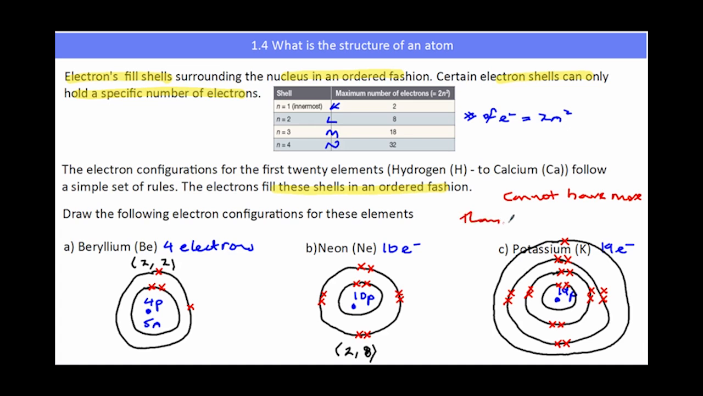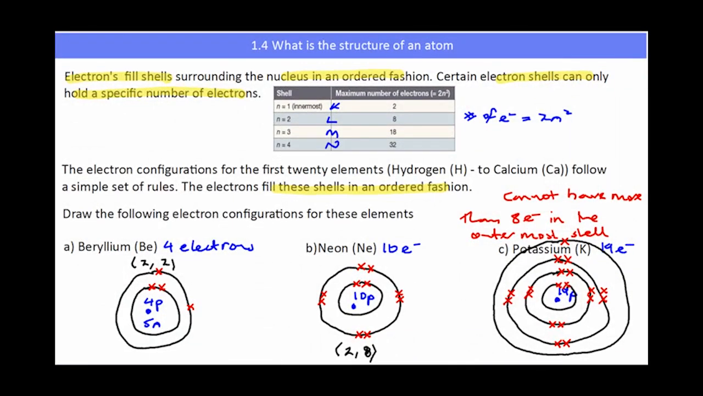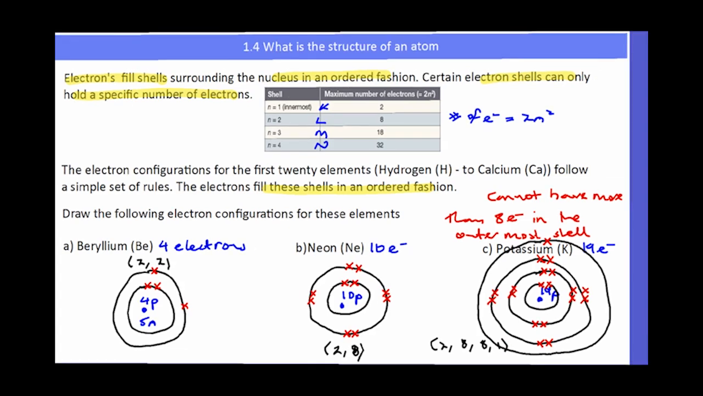So I have to put 1 electron in this case in the fourth shell before I can start to put anything back into the third shell. So the outer shell in potassium's case only has 1 electron. Its electronic configuration would be 2, 8, 8, 1. The outer shell having 1 electron.